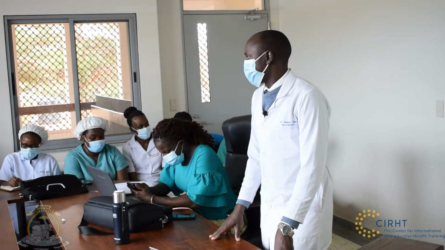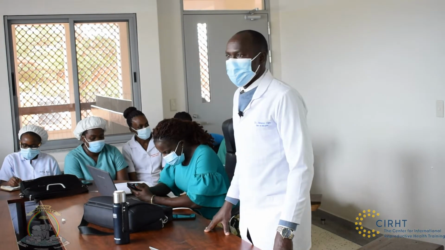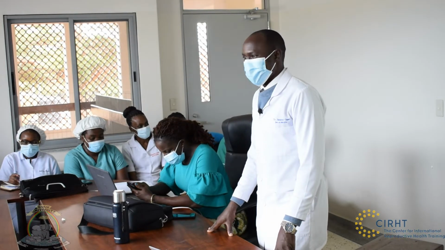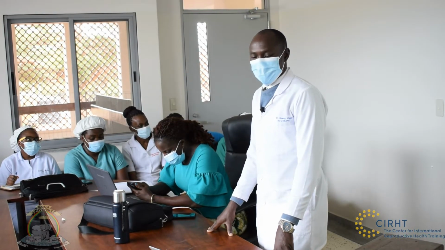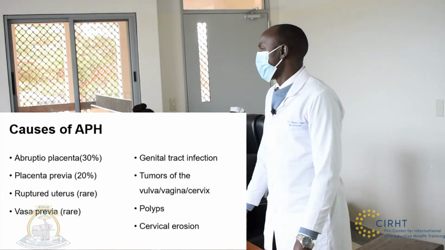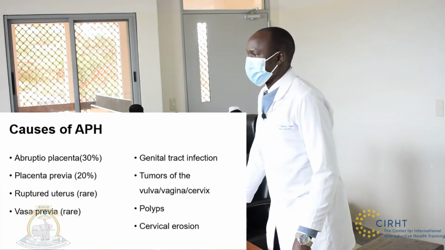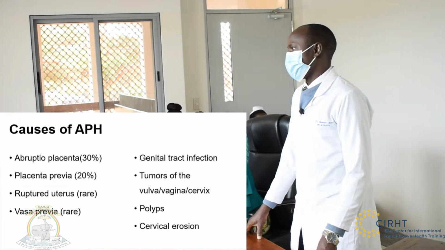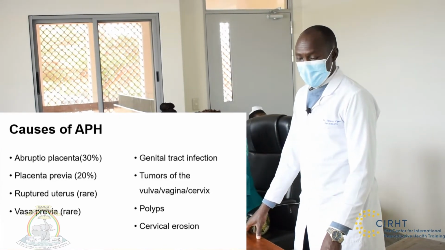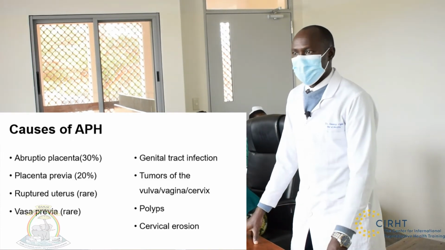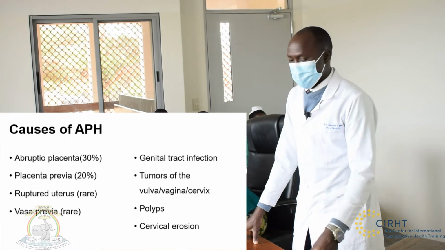So after knowing that, how do you elicit the causes? The causes are many, but common causes normally occur commonly, and that's what we always emphasize. Abruptio placentae, or abruptio placenta: 30% of the time, abruptio placenta is the cause of antepartum hemorrhage. Other causes are placenta previa, which contributes about 20% of the time.